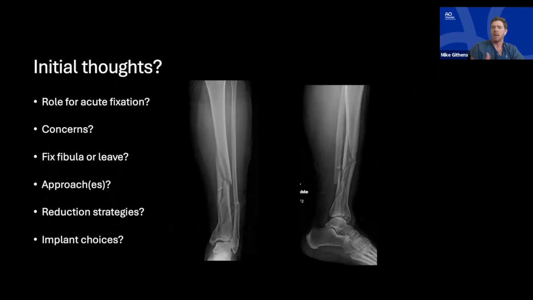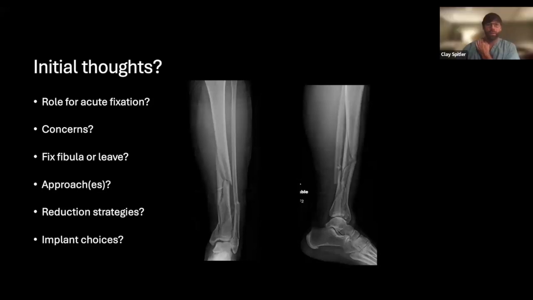In something like this, Clay, in your mind, this is a tibial shaft fracture plus a pilon. It's not a horrible pilon. It's not the easiest pilon. Is there any role for definitive acute fixation in your practice for something like this? And if so, tell me why, and if not, why not?